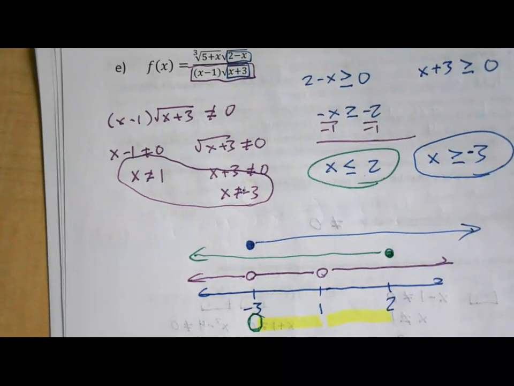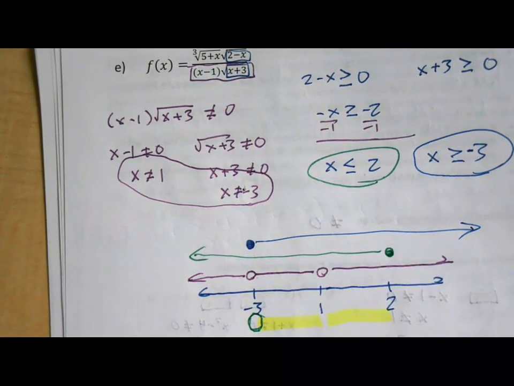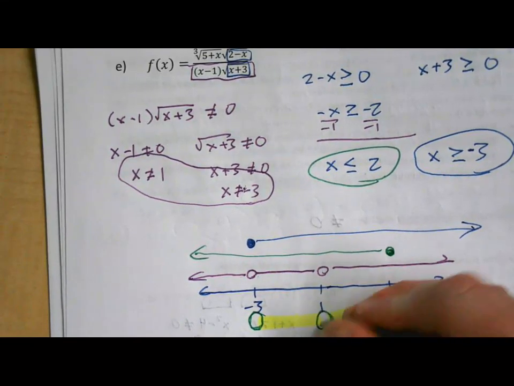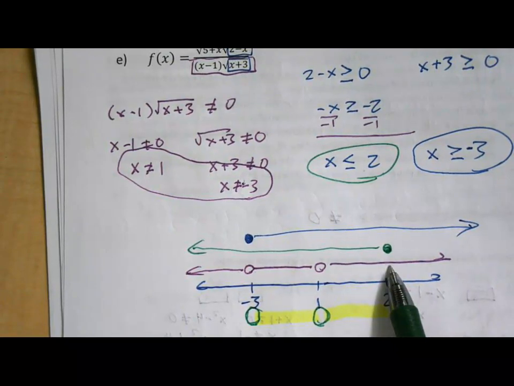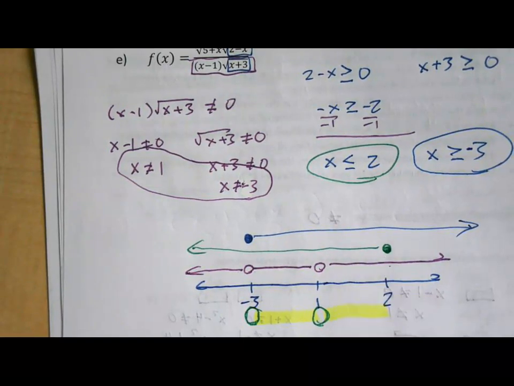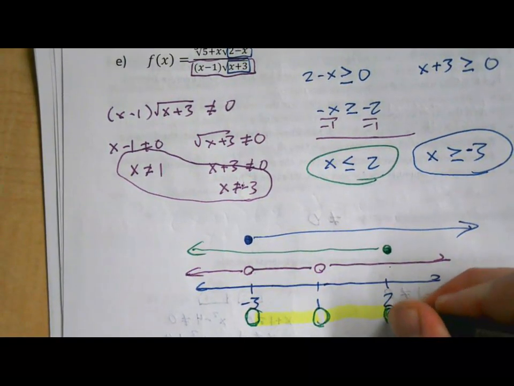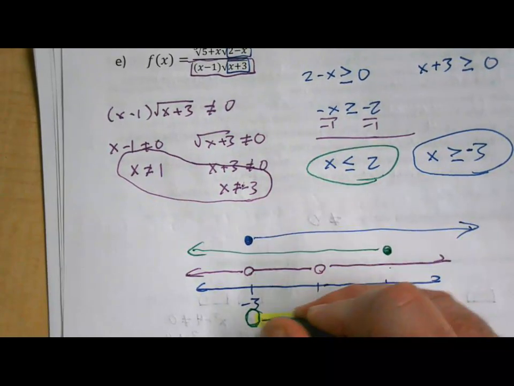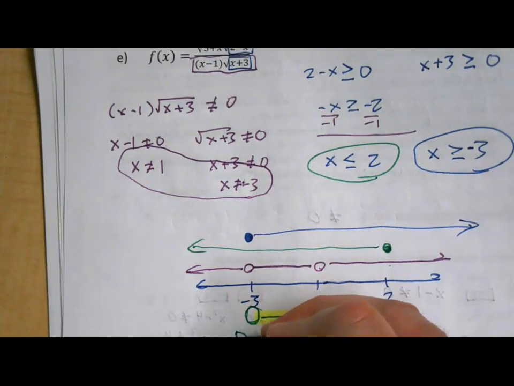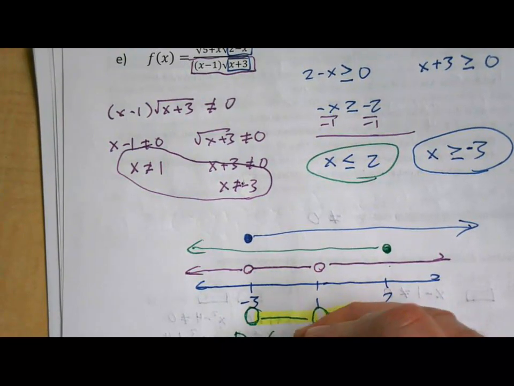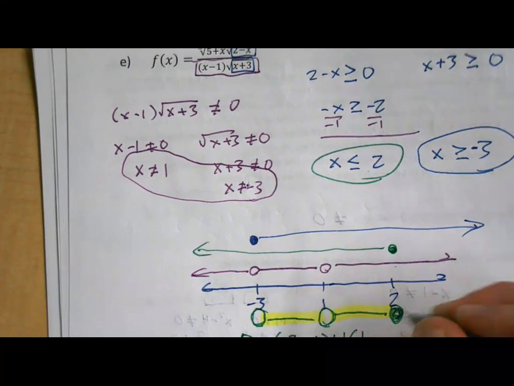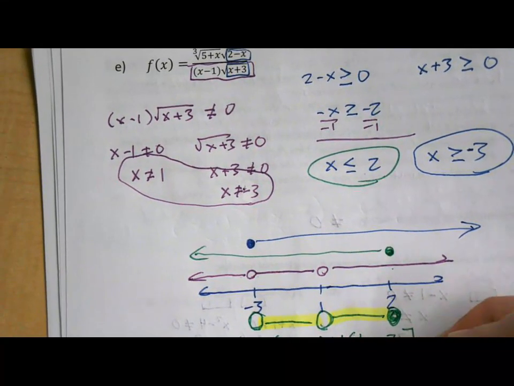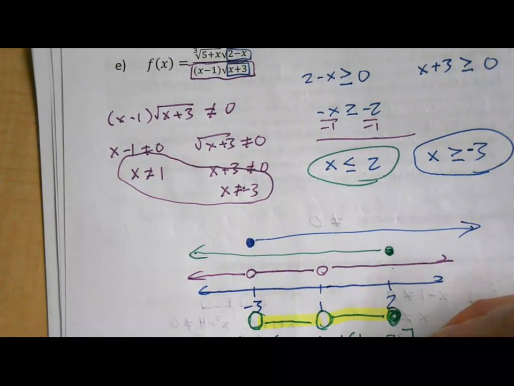What about 1? Is 1 part of all 3 graphs? Nope. And what about 2? Is 2 part of all 3 graphs? It's inside of an interval here, it's inside of an interval here, and it's a solid dot here. Yes, it's part of all 3 of the graphs. So that's a solid dot. So there's our domain. It is -3 to 1, and 1 to 2, and 2 is included.